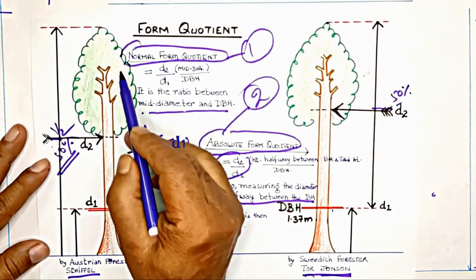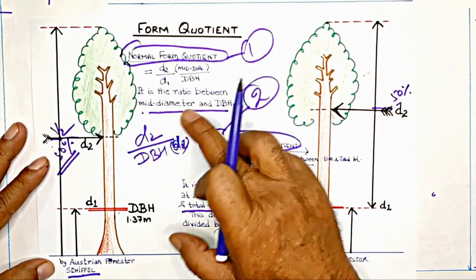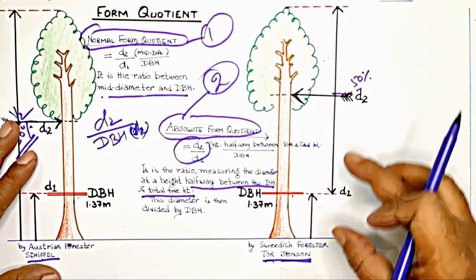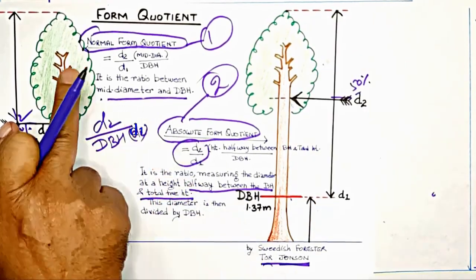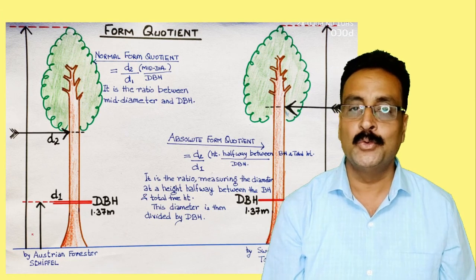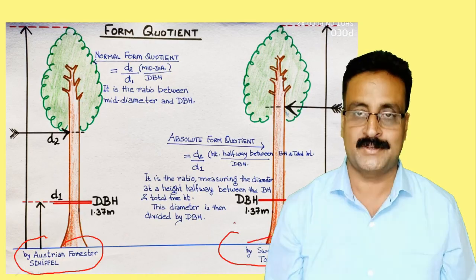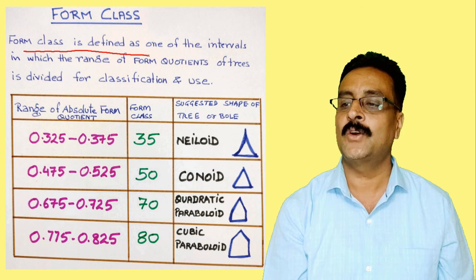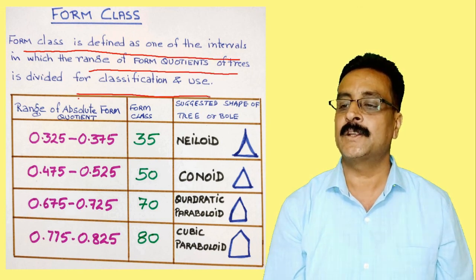This is called the absolute form factor by Tor Johnson. So there are two form factors. One is the normal form factor by Schiffel, who took the diameter at half of the total height of the tree, and the other by Tor Johnson, who took half from breast height up to the total height. This is the difference between the normal form factor and the absolute form factor. So the form quotient is by two foresters, Schiffel, the Australian forester, and Tor Johnson. Again, let's go to the form class. Already I told you, form class is defined as one of the intervals into which the range of form quotients of the trees is divided by classification, as we use here.